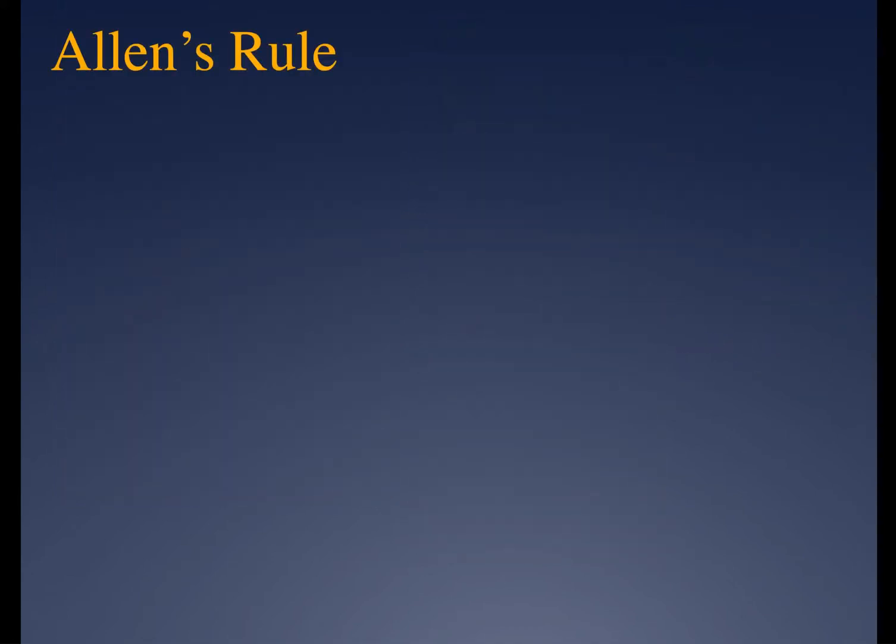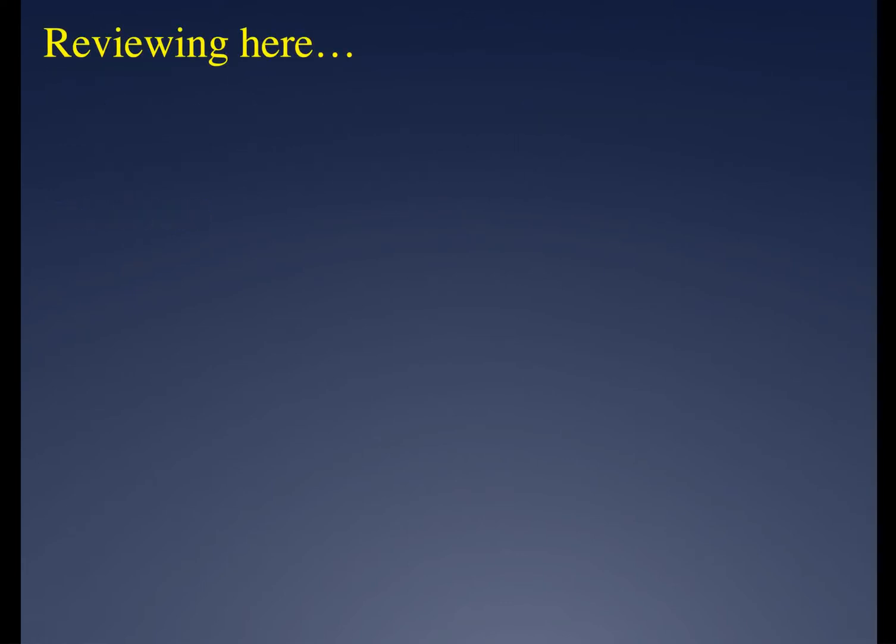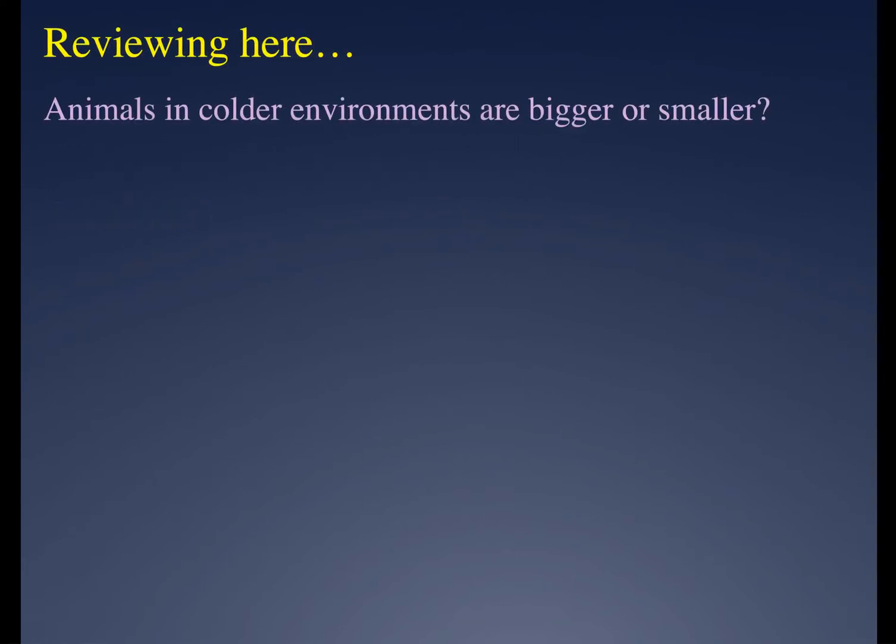So that brings us then to Allen's rule. Allen's rule is that in these colder environments, the critters have smaller appendages. Again, why? And that's what we want to explore. But just want to review here to make sure. In colder environments, are the animals generally a bigger version or a smaller version?